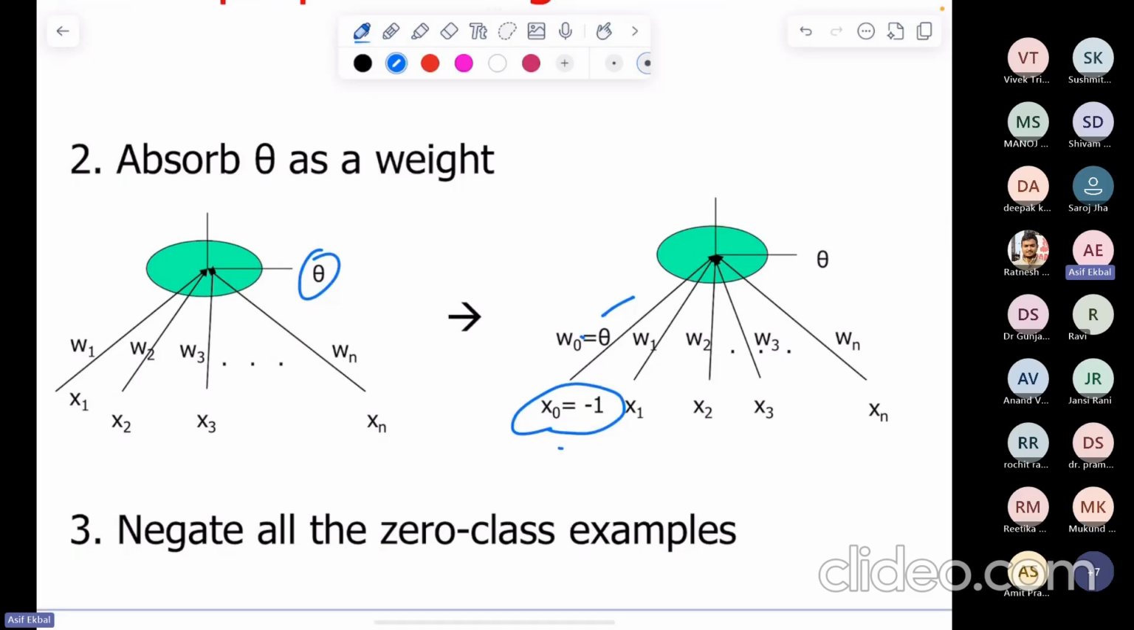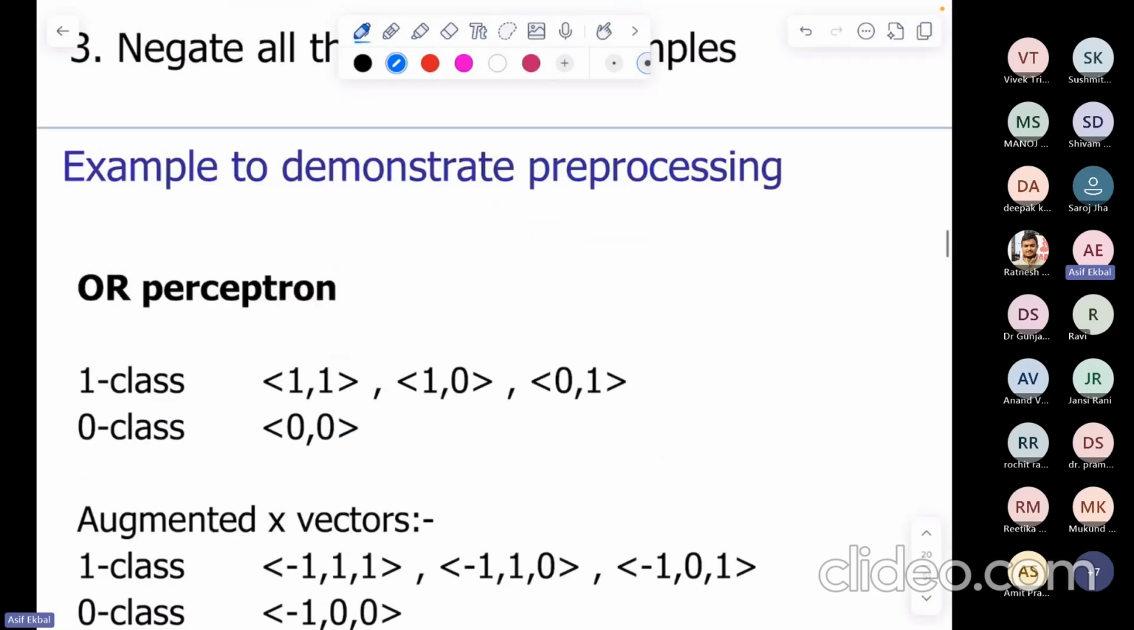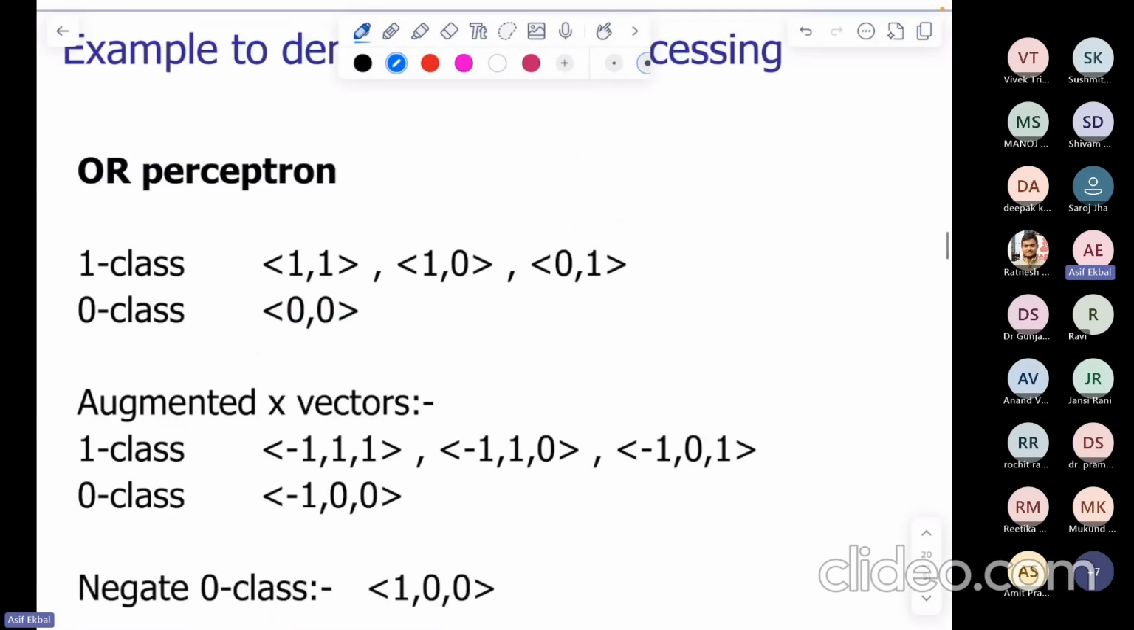So you have binary classification. You can consider one as class 1 and the other as class 0. Now in the case of the OR perceptron, the OR gate, class 1 is what? We get 1 from 1 1, 1 0, and 0 1. The 0 class is only 0 0, right? So now, what are the augmented X vectors? The augmented X vector is nothing but this: the threshold parameter theta that you are considering also as a weight.